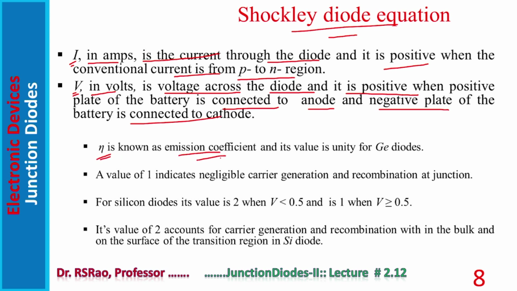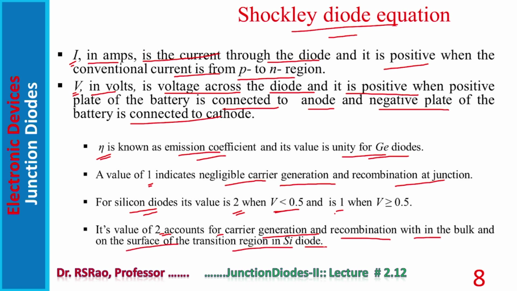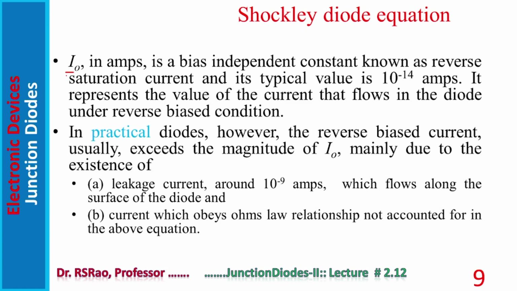Eta is a constant, as already mentioned. It is called the emission coefficient. Its value is unity for germanium diodes. A value of 1 indicates negligible carrier generation and recombination at the junction. For a silicon diode, its value is 2 when the applied voltage is less than 0.5, and when the applied voltage is more than or equal to 0.5, it is 1. Its value of 2 accounts for carrier generation and recombination within the bulk and on the surface of the transition region in silicon diodes.